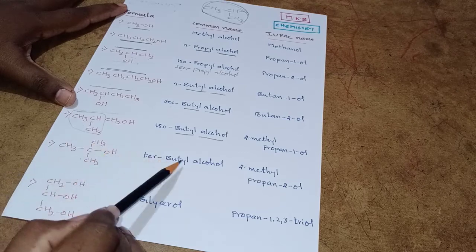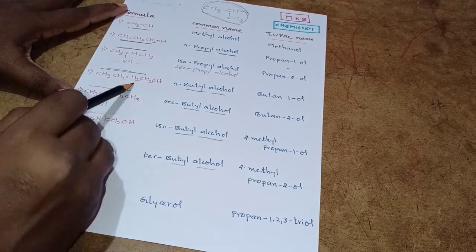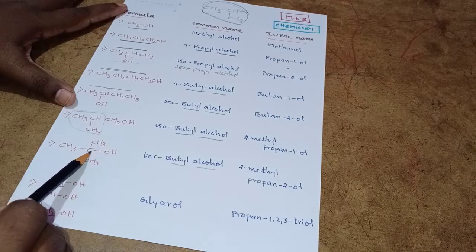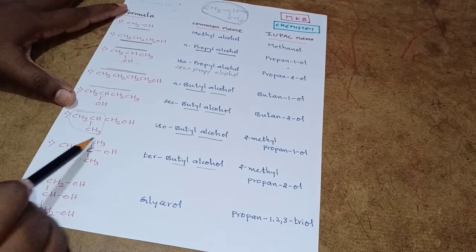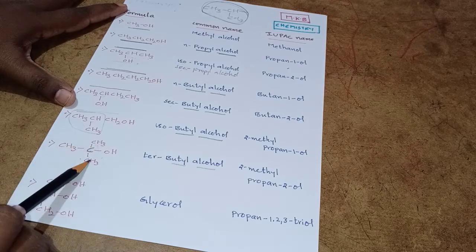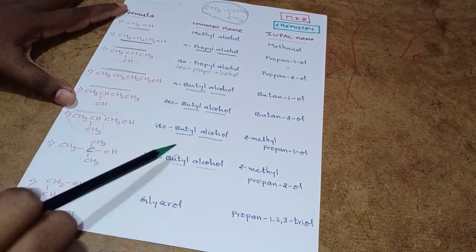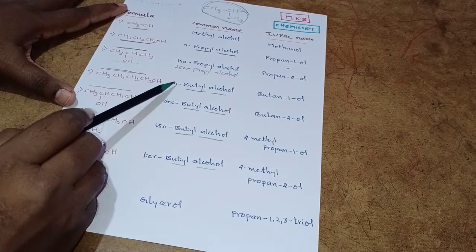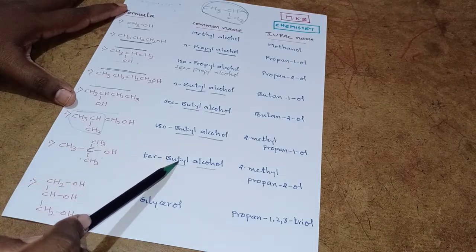Again we have 4 carbon atoms, butyl alcohol. But how to distinguish this from these formulas? Here the OH group is present on a tertiary carbon atom. This is a tertiary carbon atom because this carbon is attached to 3 methyl groups. So this is tertiary butyl alcohol. So see here, for butyl alcohol itself, we have 4 different isomers: n-butyl alcohol, secondary butyl alcohol, isobutyl alcohol, tertiary butyl alcohol.